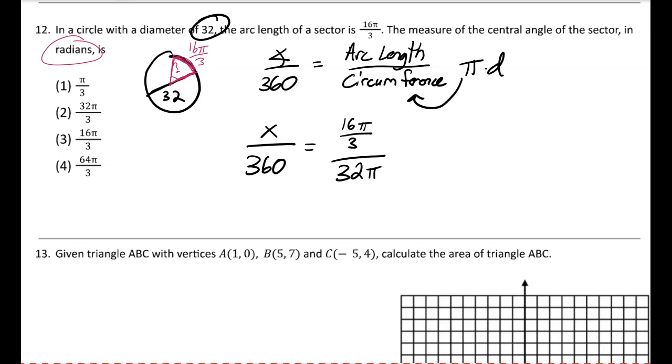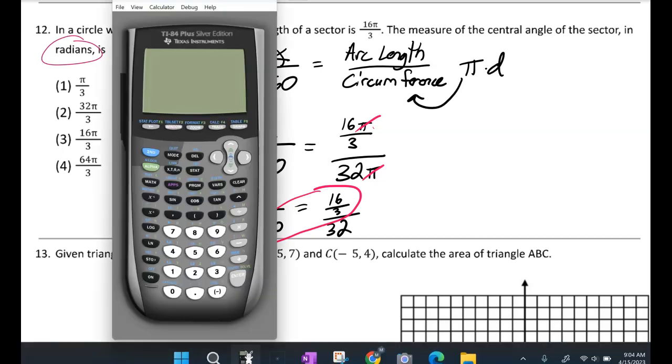So now you could cross multiply from here, but there are a couple things you could do to simplify a little bit. Since you've got a pi in the top fraction and in the bottom, remember pi divided by pi is just 1. So this proportion would be equivalent as if I wrote it as x over 360 equals 16 over 3 over 32. And then I could just cross multiply from there.